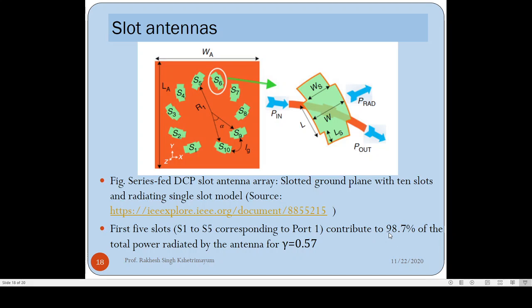So it has been observed that 98.7% of the power is radiated from the first 5 slots. If you feed it from here, then the first 5 slots will radiate. If you feed it from here, this first 5 slots will radiate.